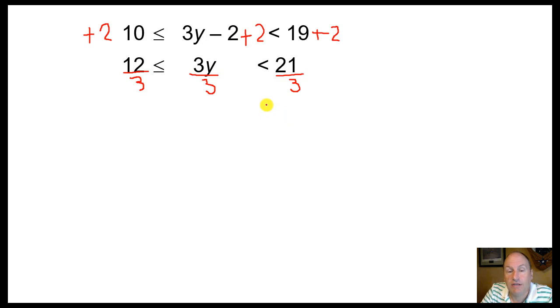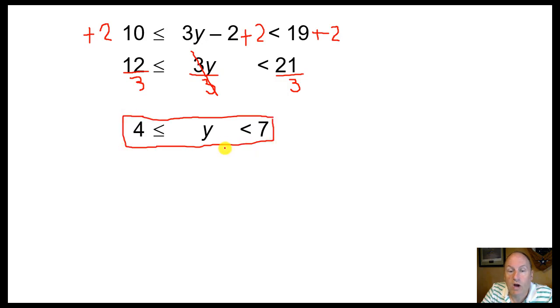When we do that, we get 12 over here, we get 21 over here, and then just 3y in the middle. Next step is going to be to use the division property of inequality and divide everything by 3. Again, our goal is to isolate the y. So we divide all these sides by 3, and we get 12 divided by 3, which is 4, 3y divided by 3, which is just y, and 21 divided by 3, which is 7. And that is our solution. y is greater than or equal to 4 and at the same time less than 7.